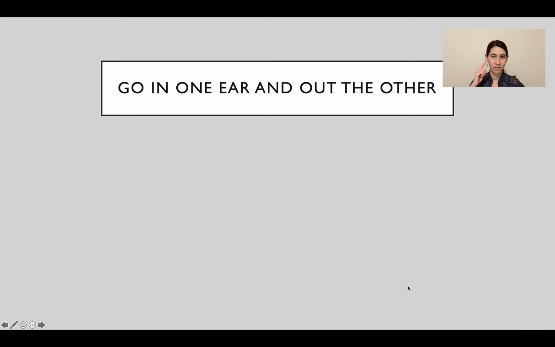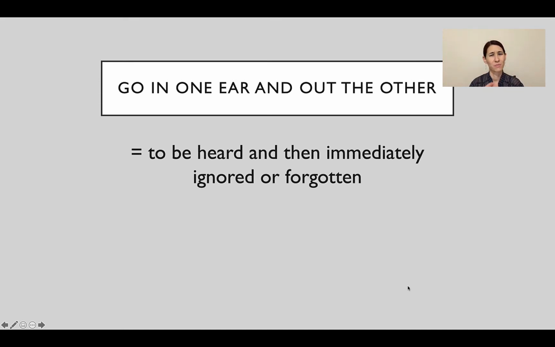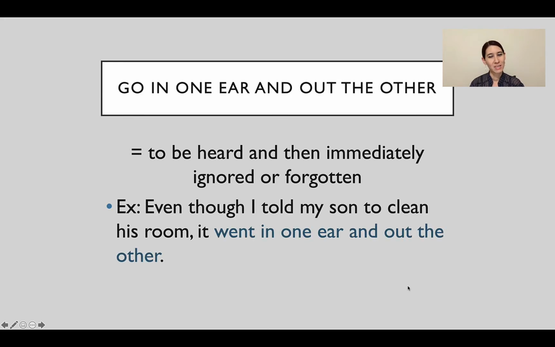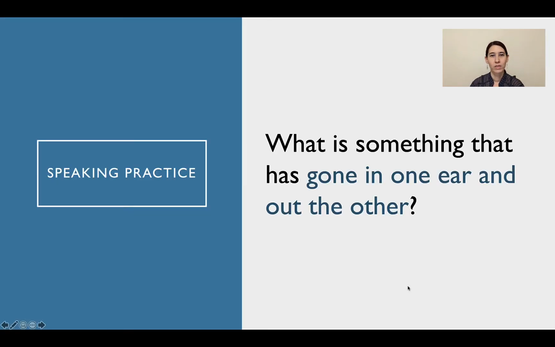Go in one ear and out the other. This idiom means to be heard and then immediately ignored or forgotten. For example, even though I told my son to clean his room, it went in one ear and out the other. So he immediately ignored what I said. Or here you can use it also if someone forgets something right away. What is something that has gone in one ear and out the other?